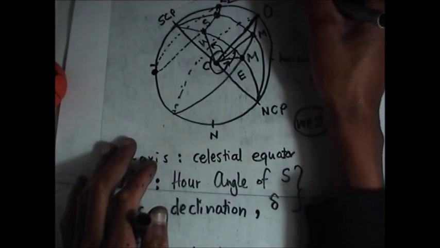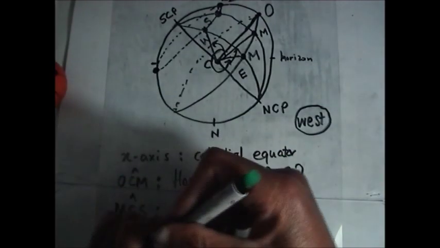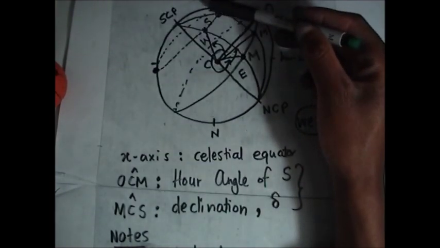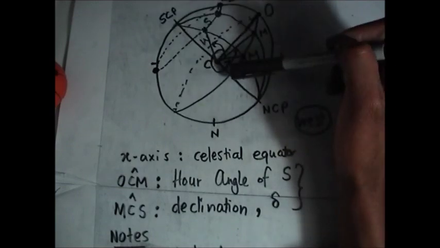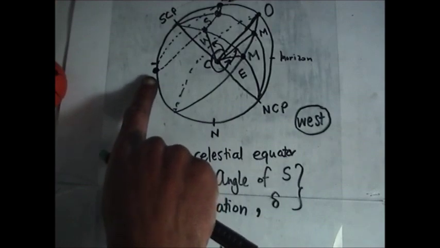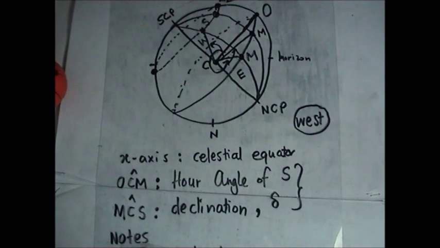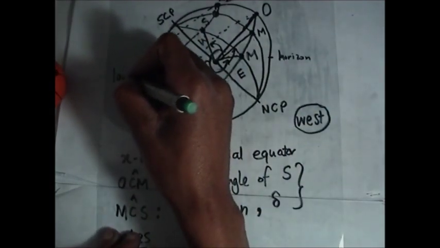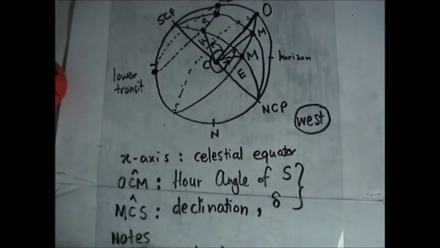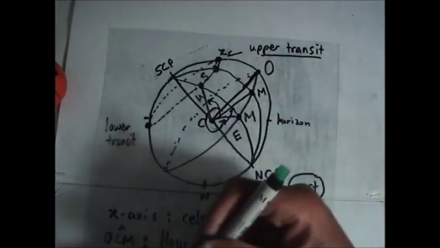So upper transit is a situation where the star crosses the celestial meridian above the what? Above the celestial axis. That is what is called upper transit. Now, when it crosses the celestial meridian below the celestial axis, this is called the lower transit point. It's called lower transit. Oh, sorry, when I wrote upper transit, you didn't see where the upper transit was happening.